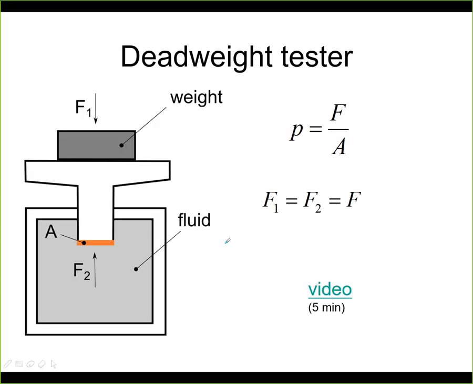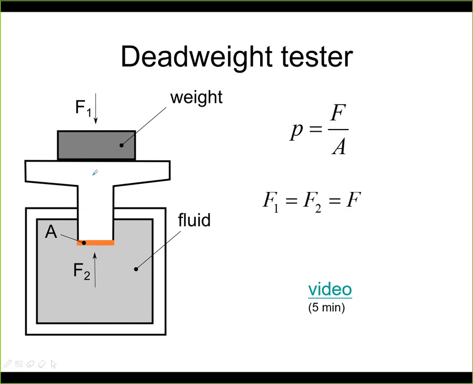Now let's take a look at the second one, which uses the piston approach. This device is called a deadweight tester. Here is a piston. We know the area of the piston, A, and we want to measure the pressure that is created by this fluid. This fluid can be oil, water, or air, for example, but typically it's oil. And this fluid creates a force that is trying to push the piston out. So this is the force F2.